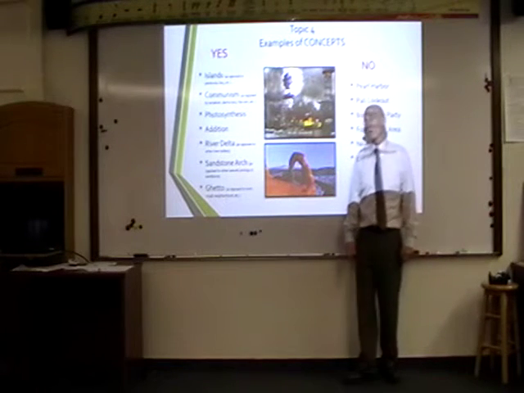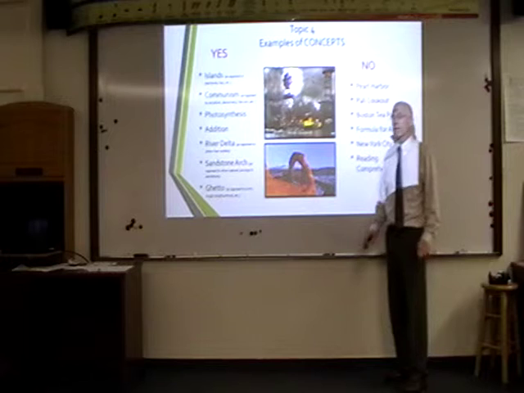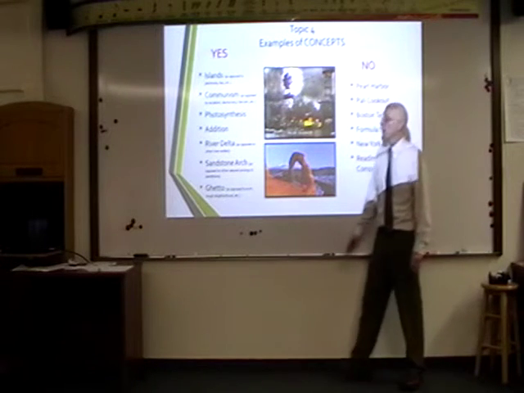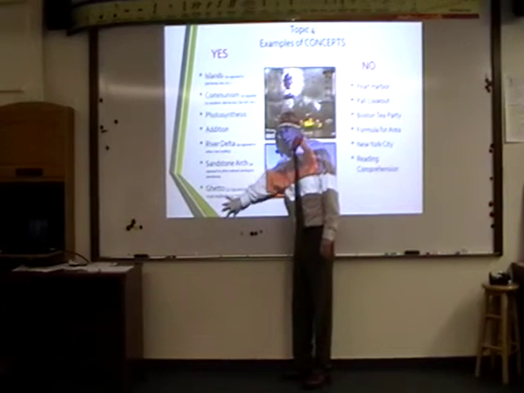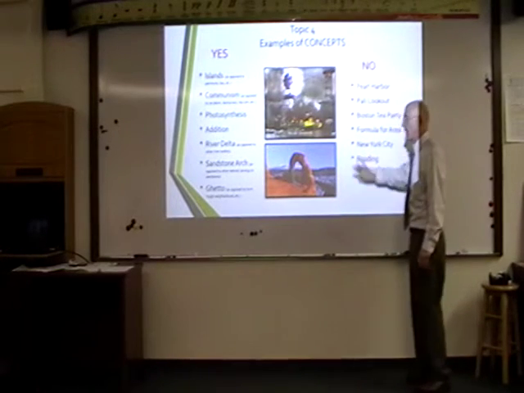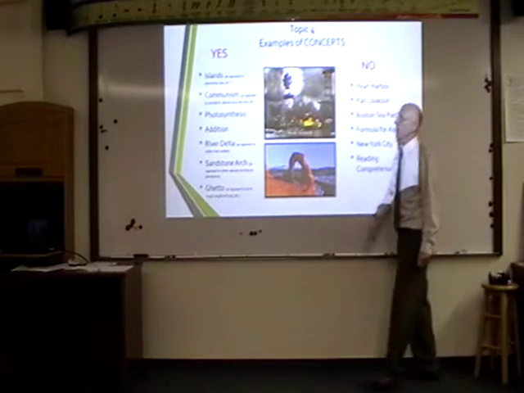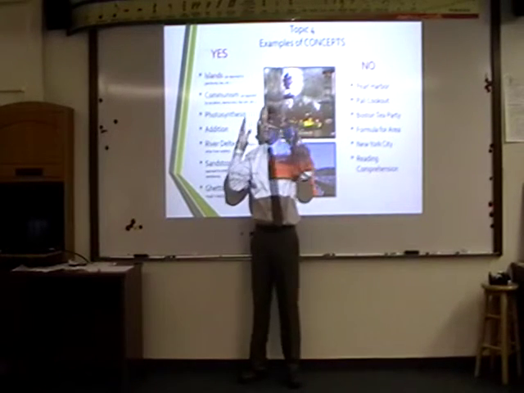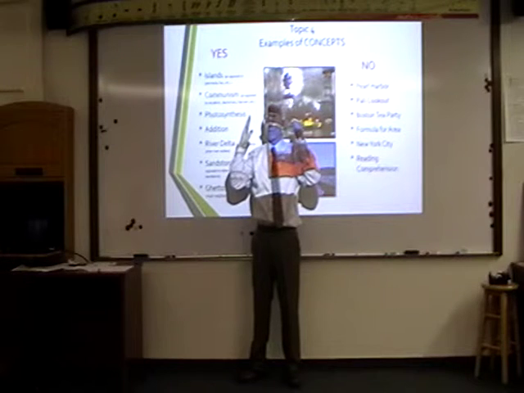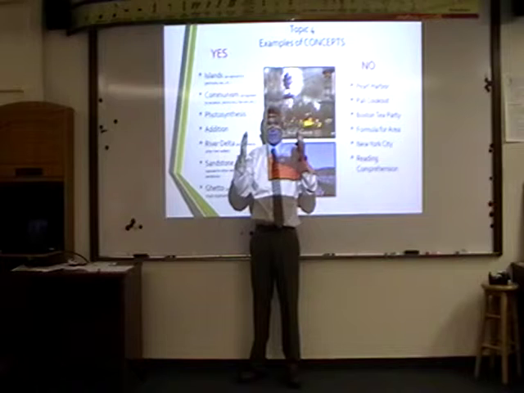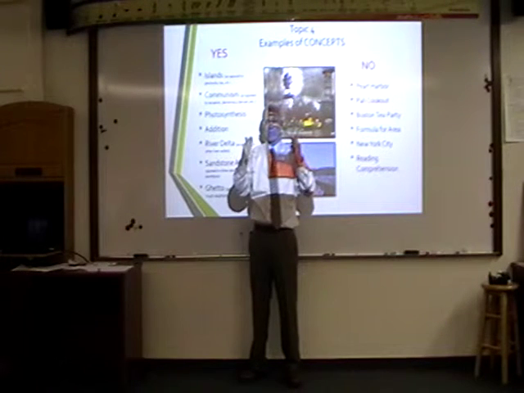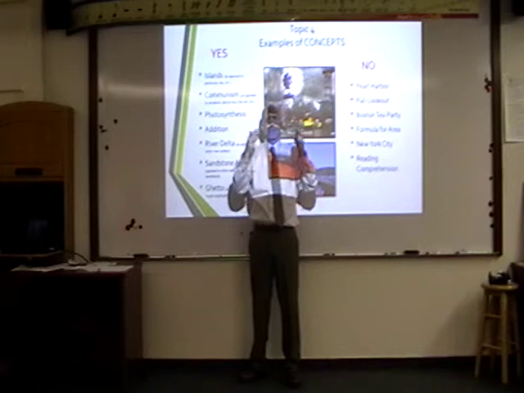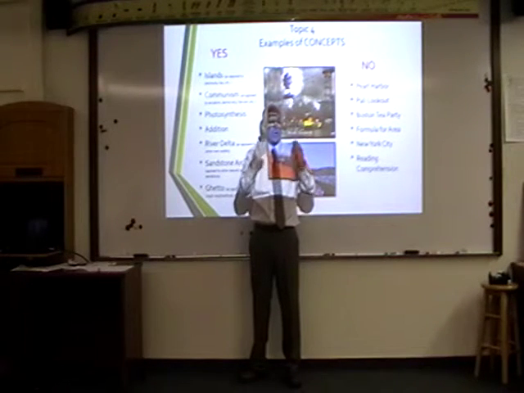All right? So here are some examples, and I want you to try and think of why these are examples here and why these are not examples of a good concept. Okay? So in the book, it talked about islands. When you visualize islands, there are some critical attributes, right? What is a critical attribute of an island? That means, what does an island have to have to be called an island?